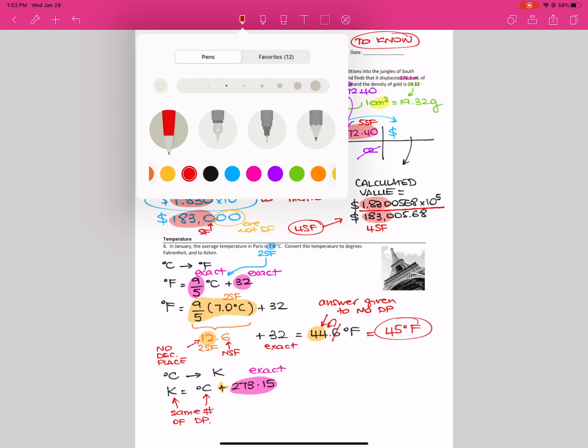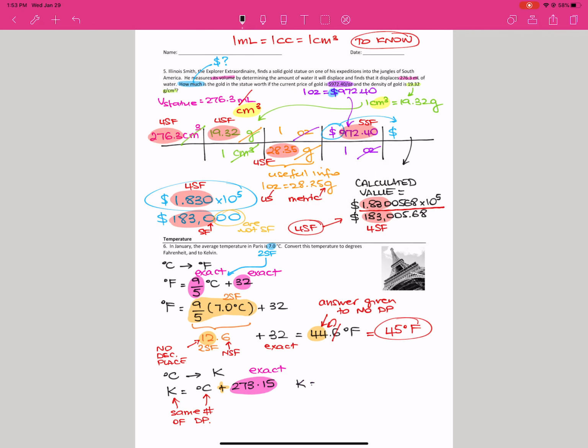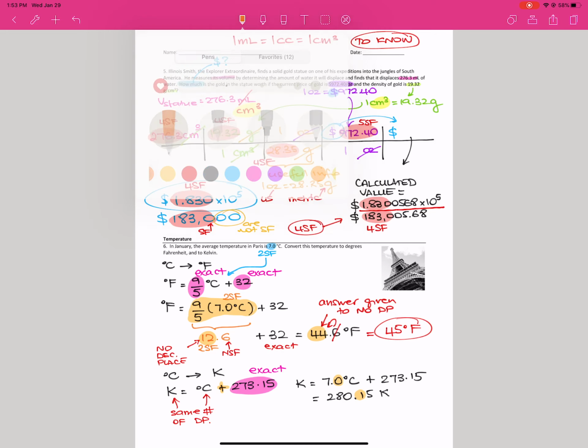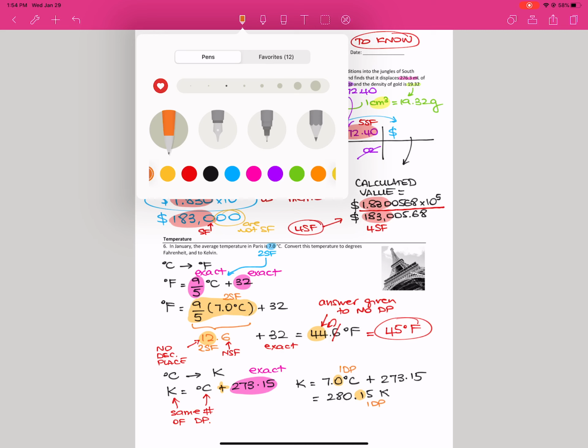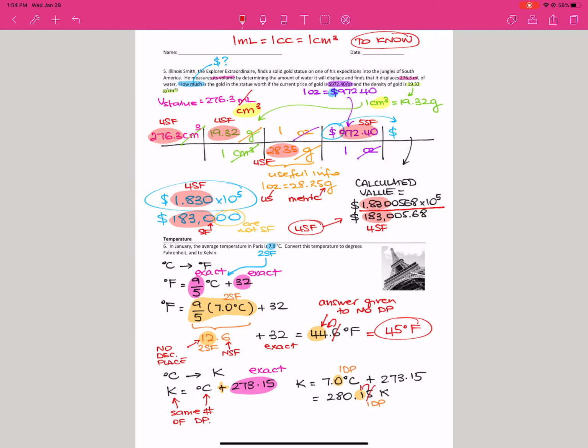Therefore, let's do it. Our temperature in Kelvin will be 7.0 Celsius plus 273.15. The calculator gives me 280.15 Kelvin. This number has 1 decimal place, so my answer will have 1 decimal place. I'm dropping a 5, so I'm going to be rounding up, and my answer in Kelvin will be 280.2 Kelvin.